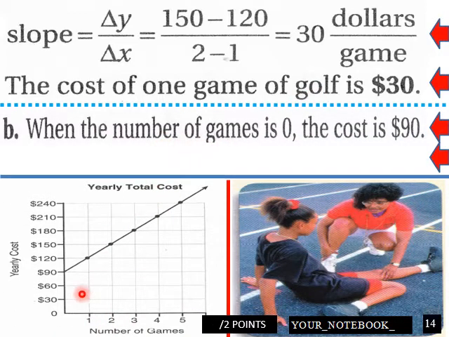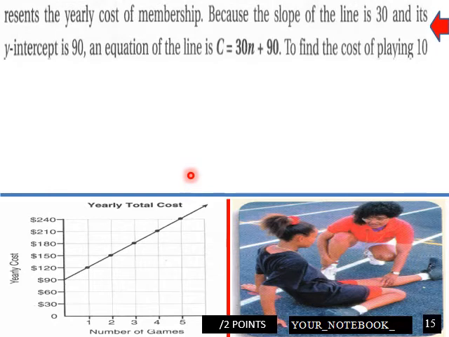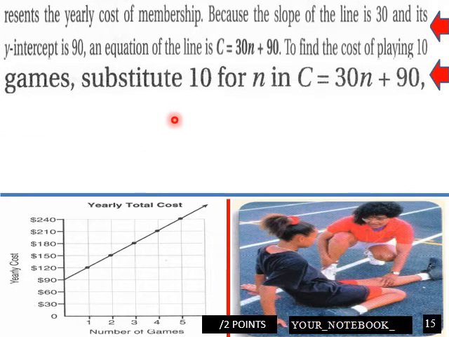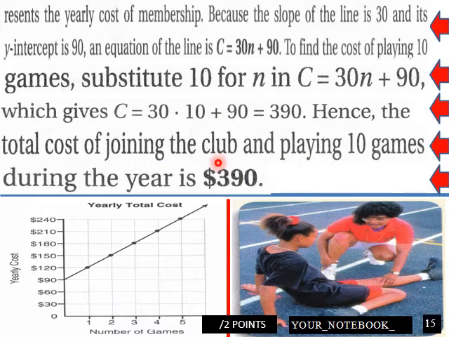When the number of games is 0, which will be right here, the cost is $90. The y-intercept represents the yearly cost of membership. Because the slope of the line is 30 and its y-intercept is 90, this will be the equation of the line right there. Substitute 10 for n to find out how much it costs for 10 games, and you have $390 here. Hence, the total cost of playing 10 games is $390.